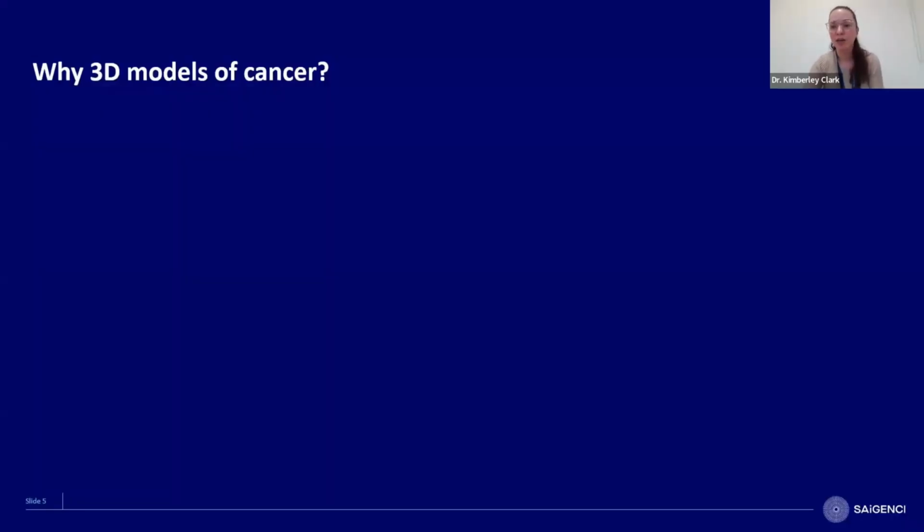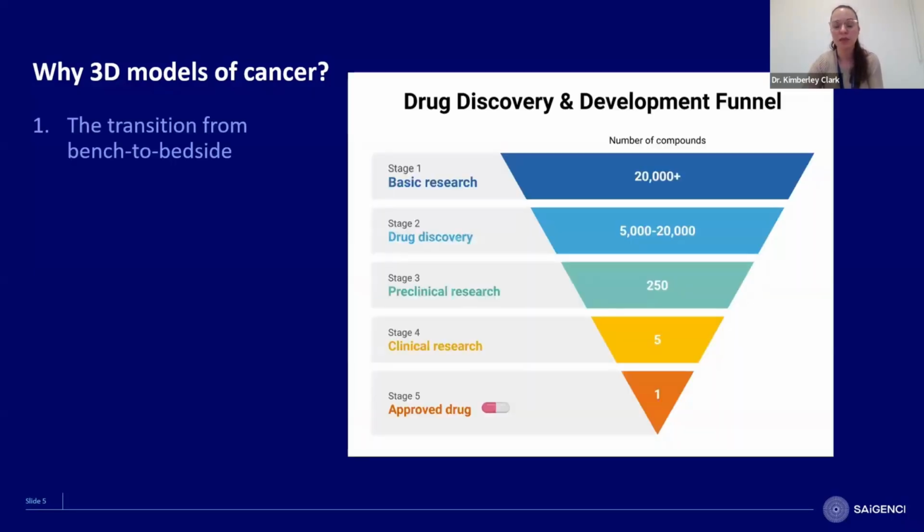I just wanted to start on why we're exploring 3D models of cancer. For me especially, my background had largely been looking at in vivo models where I've done a lot of preclinical mouse work in the past, and it's been in this recent postdoc that we've largely transitioned a lot of this work into 3D models, and that's for a number of different reasons.